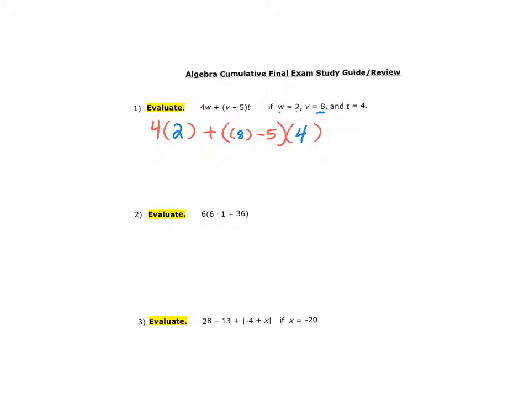Now order of operations, please do not rely on your calculator to do them for you, because the order of operations you have to know. You have to know what order to do. So order of operations, you do 4 times 2, that's 8. You go in the parentheses and you get 3. And 3 times 4 is 12, and 8 plus 12 is 20.